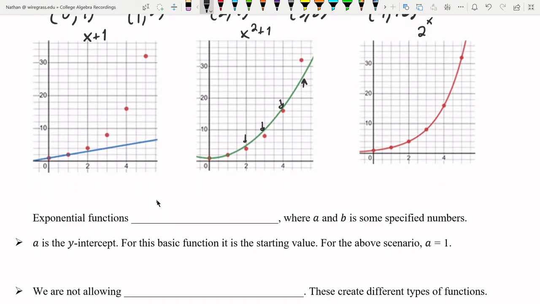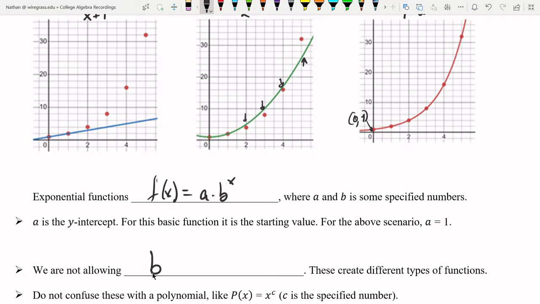Exponential functions are functions where we have a times b to the power of x. A and b are just some specified real numbers, and then x is going to be the variable that we have. Now, a is the y-intercept. In this case, we have a y-intercept of 1 here. That's the first value, 0, 1. So a would just be 1 for our scenario, which it was, right? 1 times 2 to the power of x.